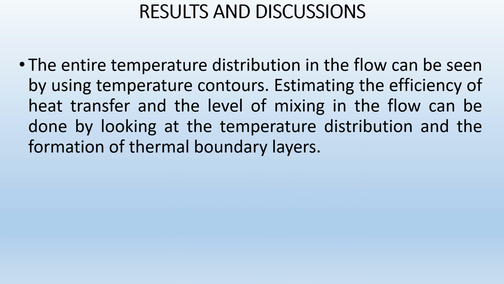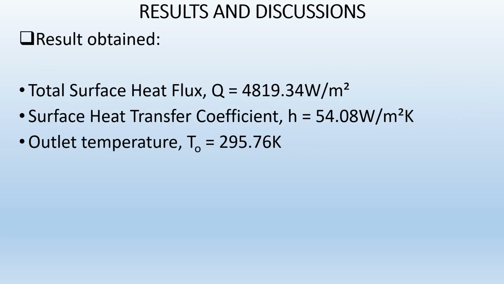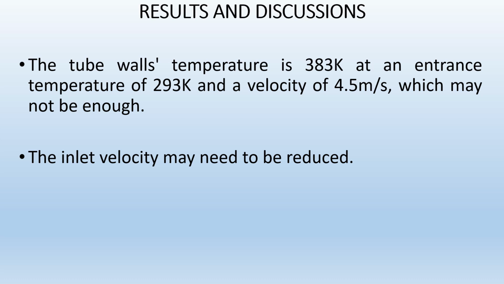The entire temperature distribution in the flow can be seen by using temperature contours. Estimating the efficiency of heat transfer and the level of mixing in the flow can be done by looking at the temperature distribution and the formation of the thermal boundary layer. This is the final result: total surface heat flux, surface heat transfer coefficient, and outlet temperature. The tube wall's temperature is 383 Kelvin at an air inlet temperature of 293 Kelvin and a velocity of 4.5 meter per second, which may not be enough. The inlet velocity may need to be reduced.